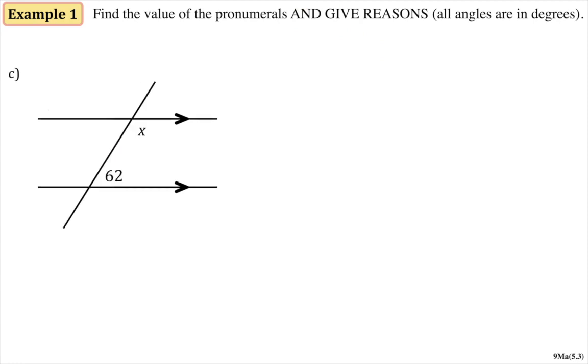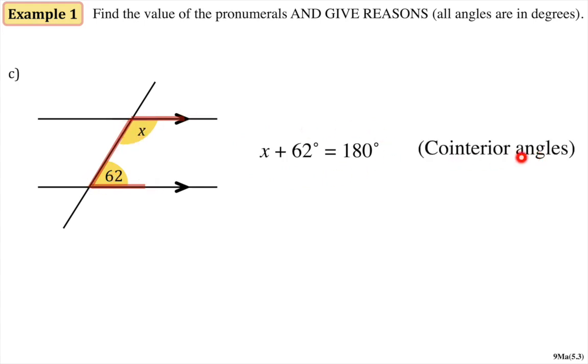Part C, I've now got a slightly different scenario. I've got a C shape there, which means my two angles have to add together to give 180. Why is that true? Because those angles are co-interior. That's the working out, the beginning, the algebra part that'll lead to my answer. That's the reason. You have to give reasons. That's worth marks, putting that bracket there.